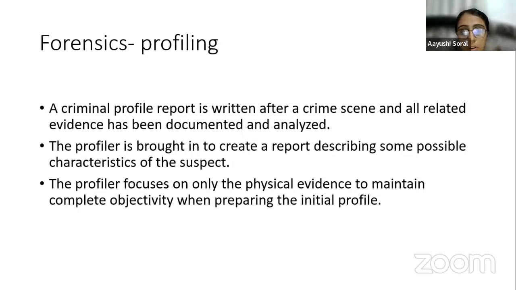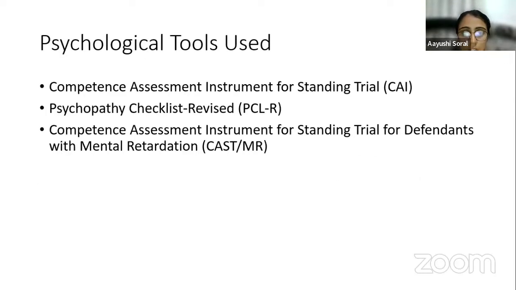The profiler is brought in to create a report describing some possible characteristics of the suspect, and the profile focuses only on the physical evidence to maintain complete objectivity when preparing the initial profile. So once a crime scene has taken place, we use forensic profiling for the purpose of analysis and documentation. And in the process of forensic profiling, we use certain psychological tests.